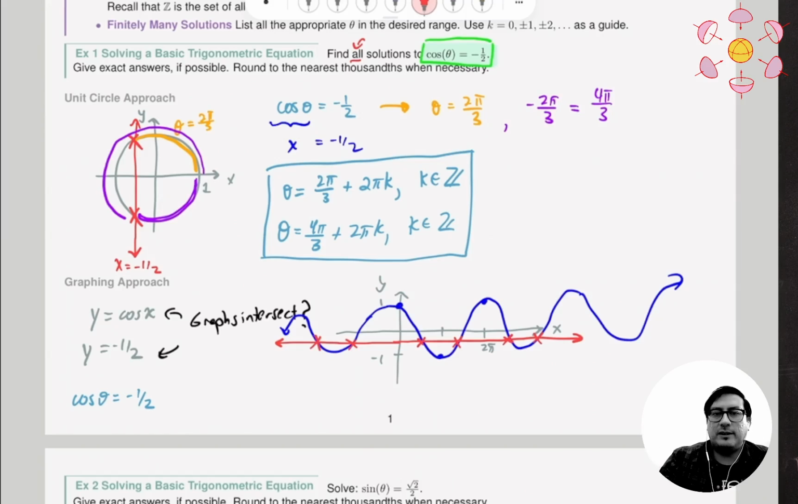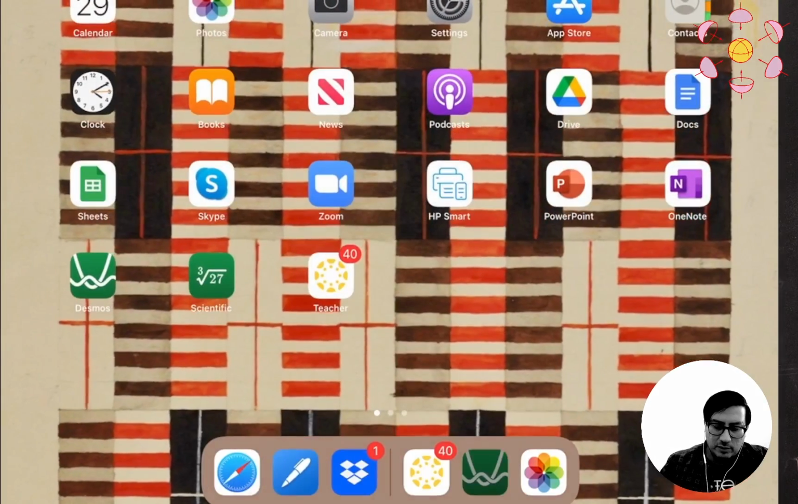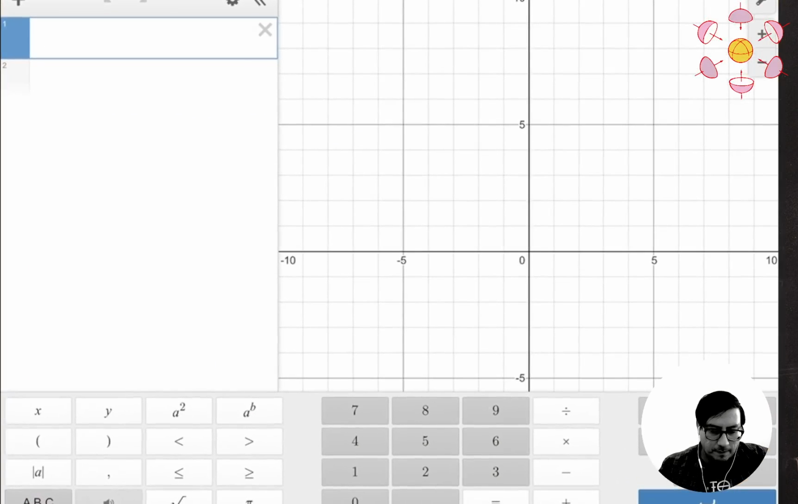Of course, if you draw a really nice picture, this is pi, and that's supposed to be 2 pi over 3. And this is supposed to be 4 pi over 3, because we already know the answers from before. So I think what we could do is open up Desmos. If we want to graph, let's do y equals.